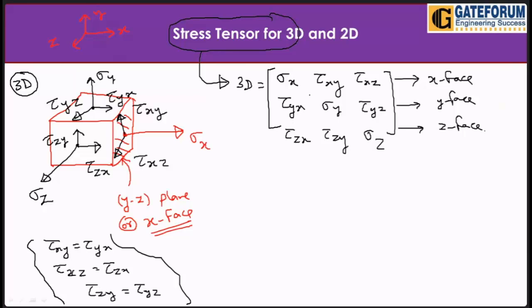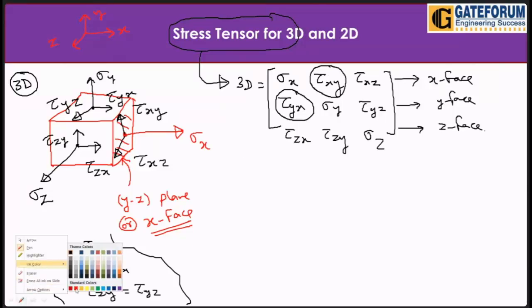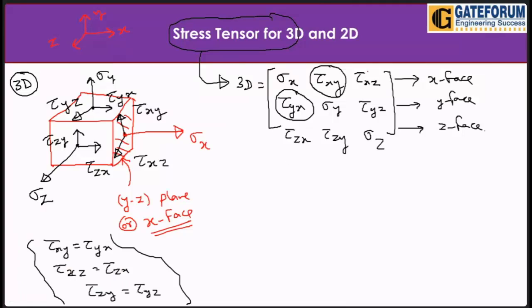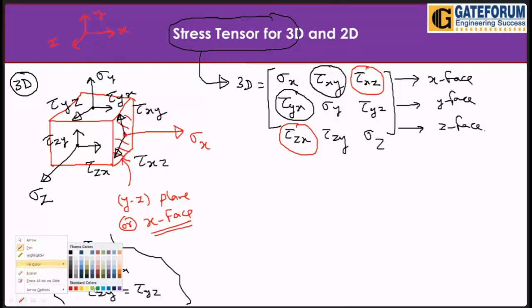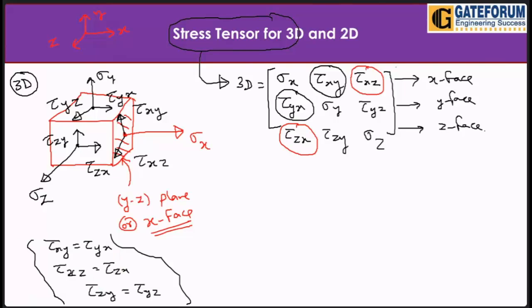So you can say this: tau xy will be equal to tau yx first of all, and the second thing you can say is that tau xz will be equal to tau zx. And the third one, with a different color, let's say green, here we have tau yz equal to tau zy.